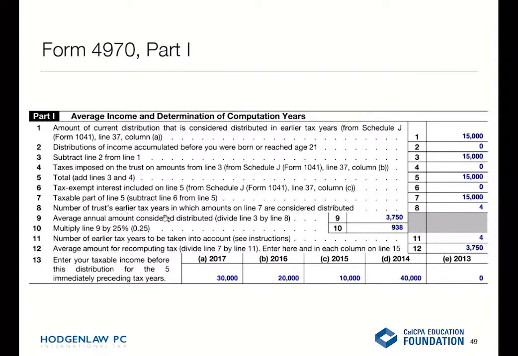Line 8, we put in the number of trusts' earlier tax years. That's 4 because it's been around for 5 years. Average annual amount considered distributed, so we just take line 3 and divide it by line 8. So we take $15,000 divided by 4. We get 3,750. And then we multiply that by 25% to get 938. And we're going to use those numbers in a minute. So here on line 12, we carry that 3,750 down. And again, that's going to carry to Part 2 of Form 4970.